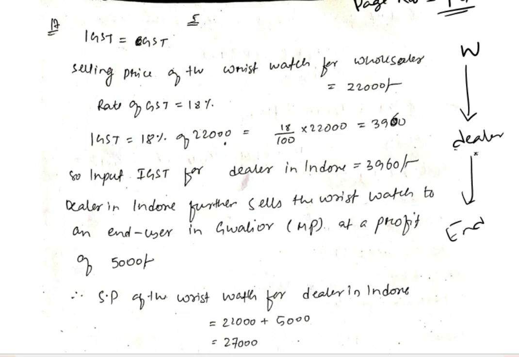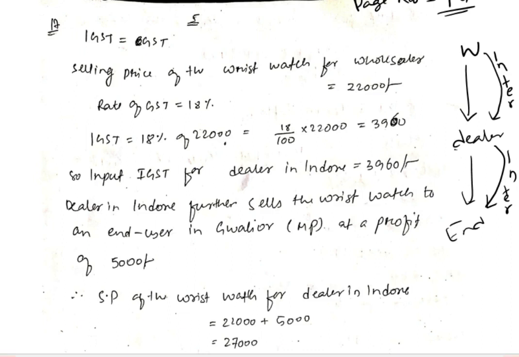So after that, see which is the interstate and intrastate. First, this wholesaler was in Mumbai and the dealer was in Indore. So this transaction is interstate, different state. And again, the dealer was in Indore, whereas the end user was in Maharashtra. So that means this is also interstate.